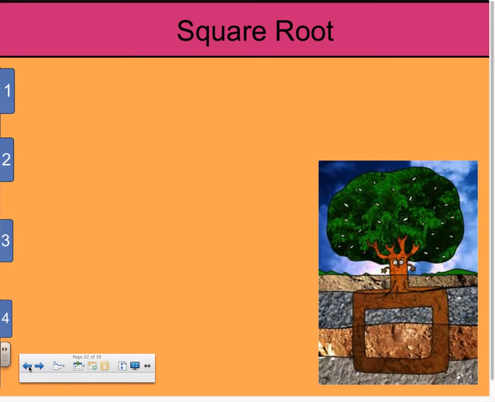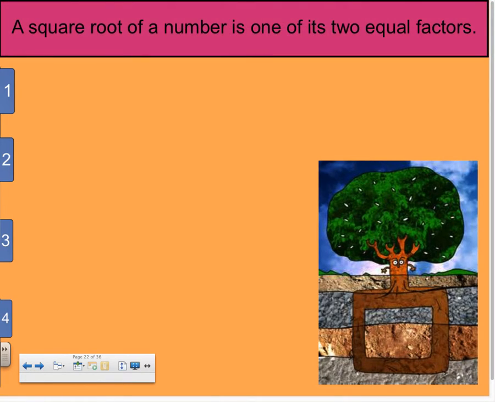But what is a square root? The square root of a number is one of its two equal factors. So when we think of two numbers that are multiplied to equal a number, a square root is unique in that the factors are equal. You have two equal factors.